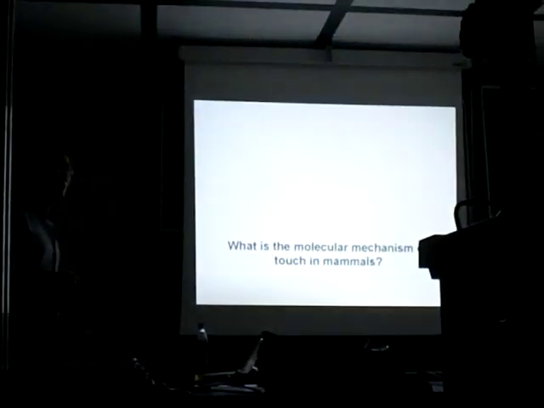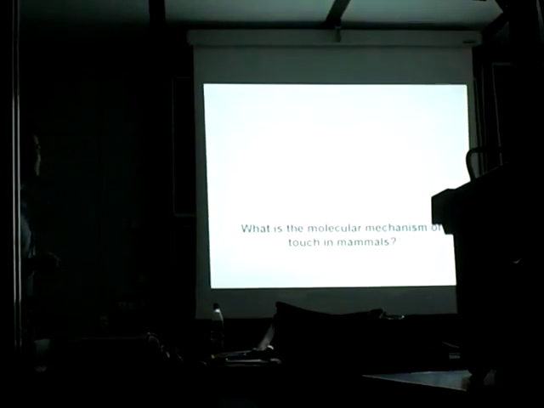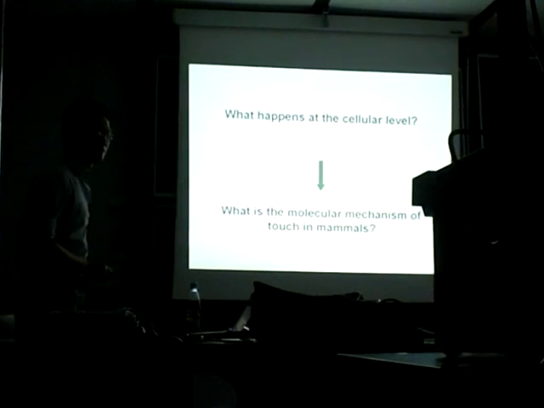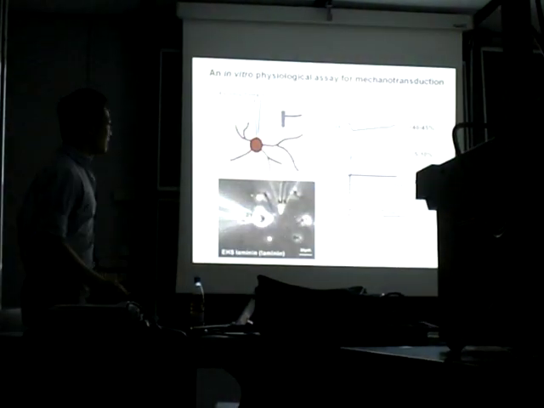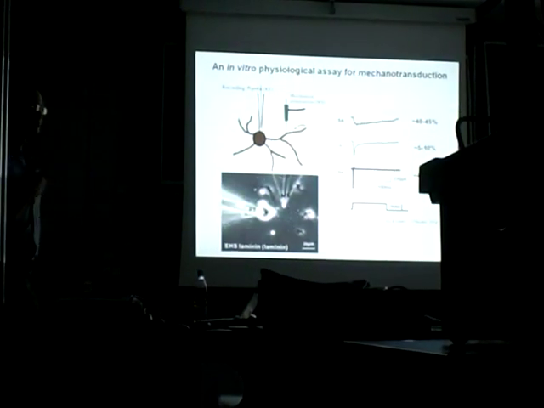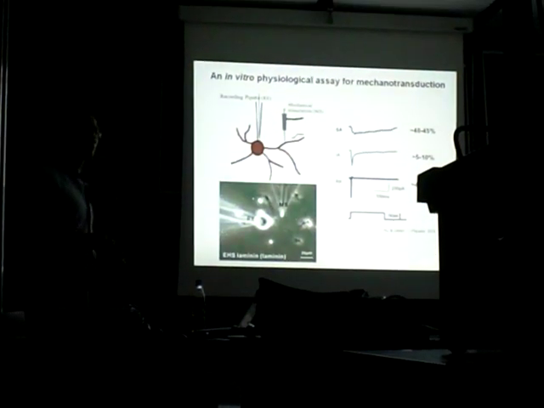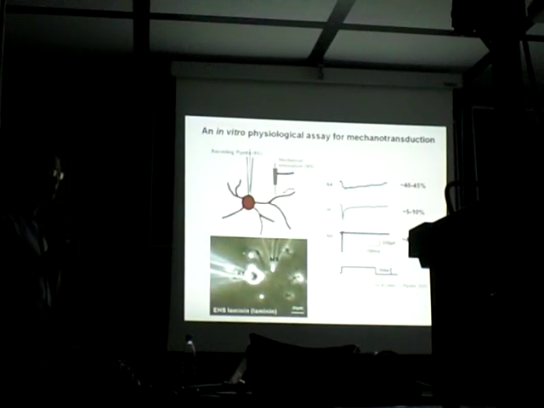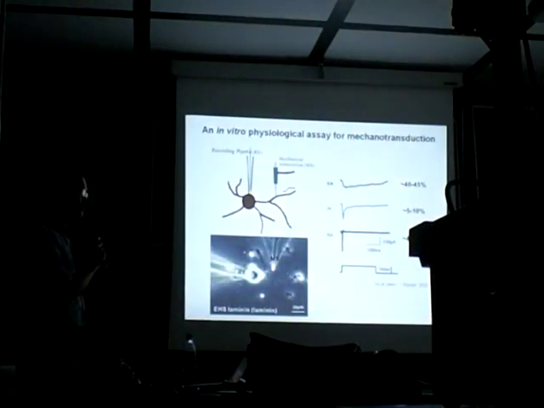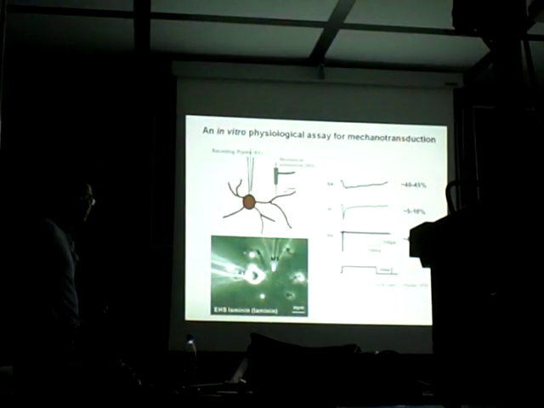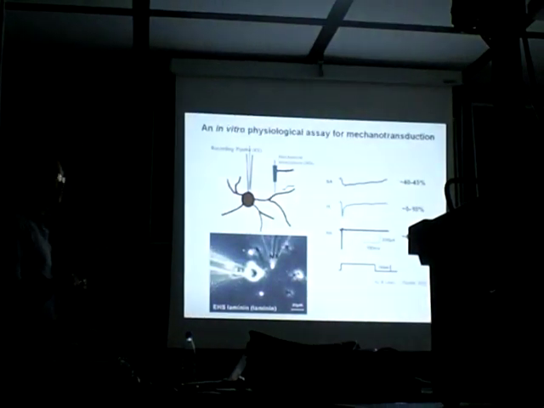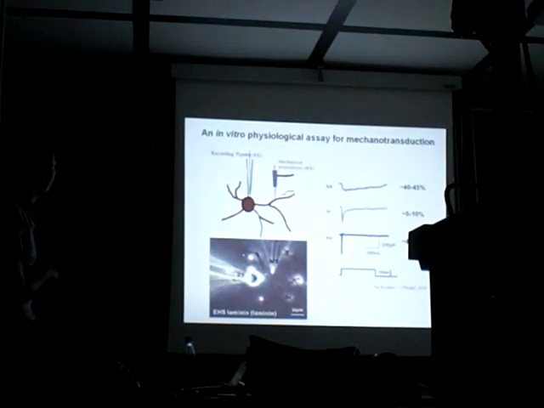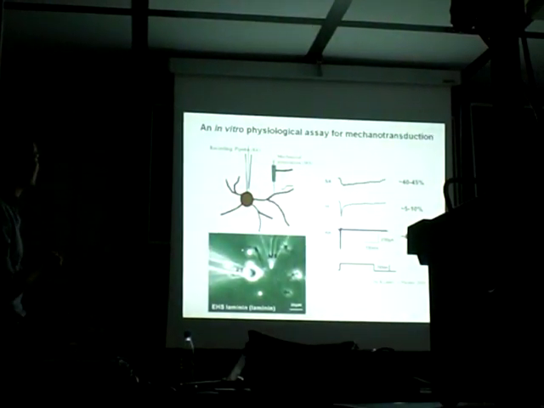So the aim of my project is to study the molecular mechanism of touch in mammals, and also what happens at the cellular level. It's extremely difficult to study this because the transduction site is at the surface of the skin, and the soma, the cell body of dorsal root ganglion sensory neuron, is here in the back. So in order to do that, we also established an in vitro physiological assay for mechanotransduction.